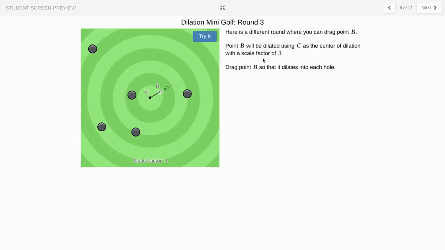All right, now we're in round 3. It says here's a different round where you can drag point B. So now we move point B around, and C is going to be the center, so we can't move C. So point B will be dilated using C as a center of dilation with a scale factor of 3. So notice that we're going to have 3 line segments now. So notice here I have 1, 2, 3. So the ball should end up somewhere right here on this end of the 3rd ring. All right, so that's a scale factor of 3.